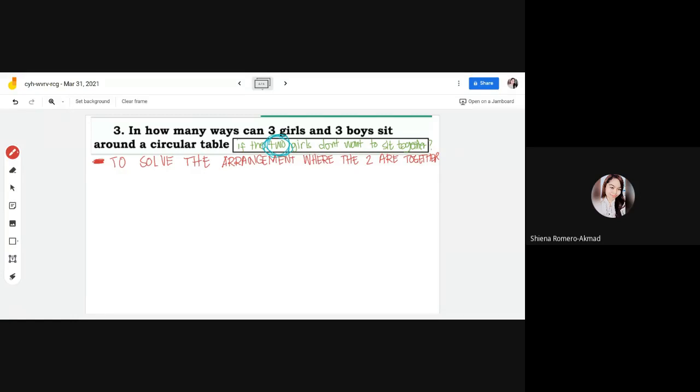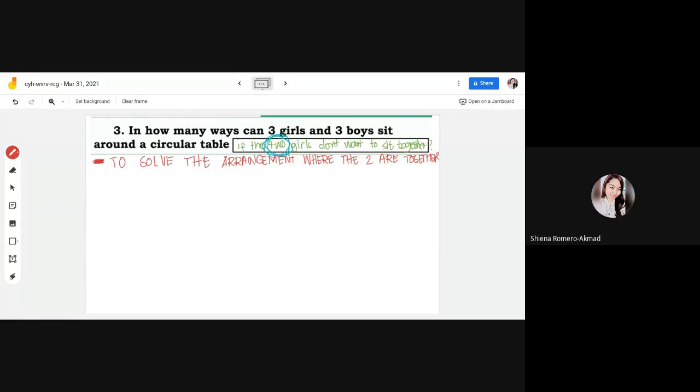Gets? Gets po ba? Sagot po muna. Yes po. So ganito lang yun, simple lang. Kung gusto mong makuha yung bilang na hindi tayo magkatabi, bilangin mo kung ano muna yung arrangement natin na magkatabi tayo. Ibabawas mo yun. Magma-minus lang tayo.